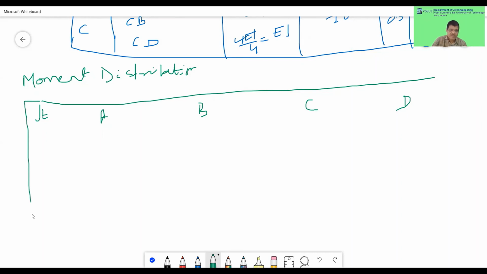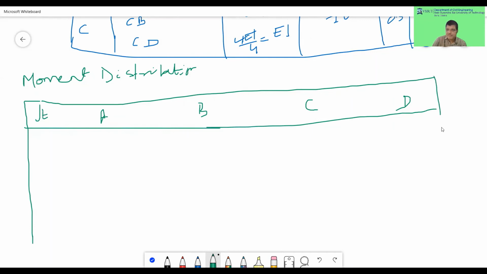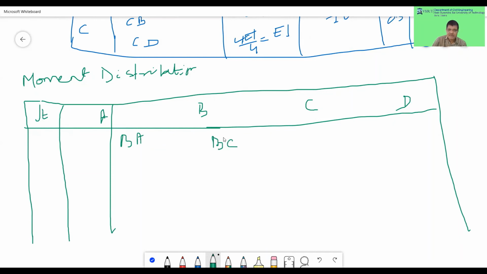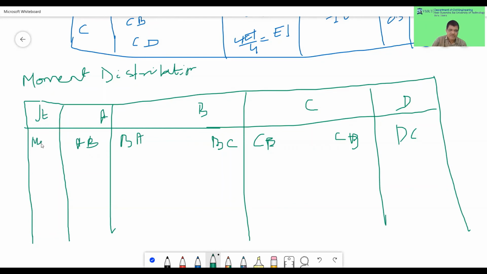Now it will come from the joint. Lines are not coming. Right? So this is A. There will be BA here. There will be BC here. Okay. There will be CB here. There will be CD here. And there will be DC here. Okay. There will be AB here. These are all members. So write the members.